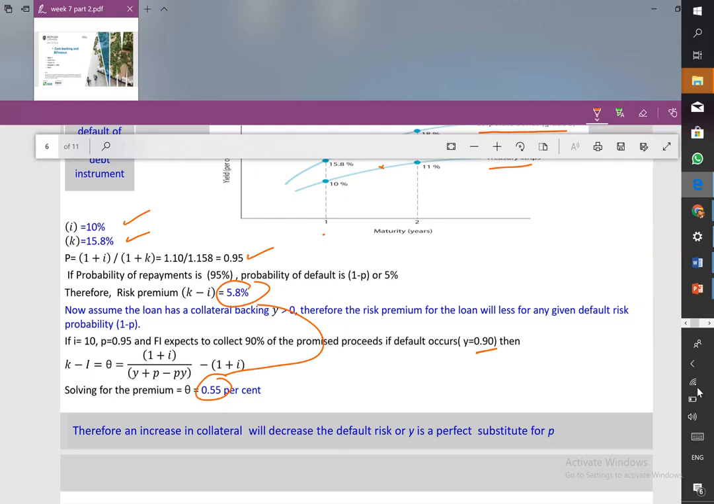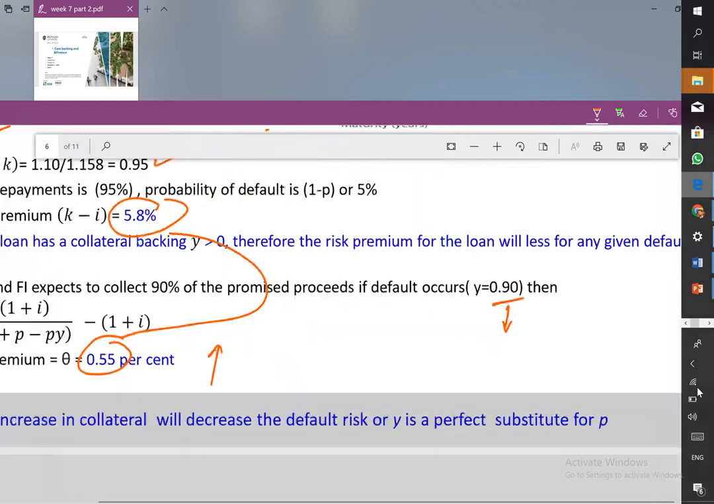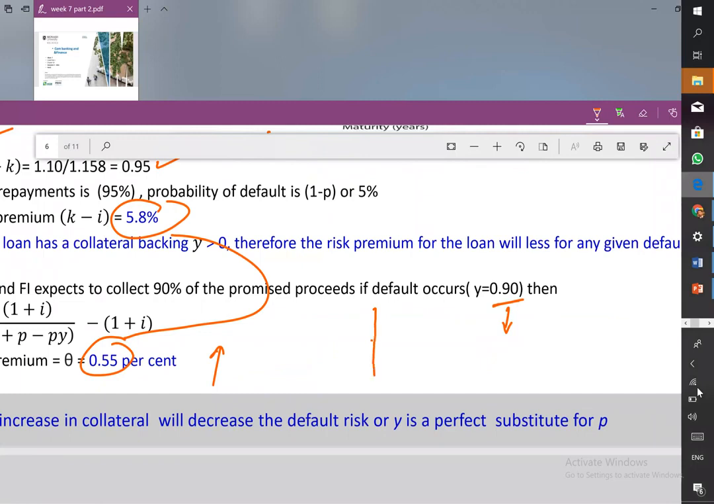Now, what if this goes down, say to 50%? For sure, the premium will go up. So there is a relationship between the probability of payment and the collateral. If this is the collateral and this is the probability of payment, this line will be like this.